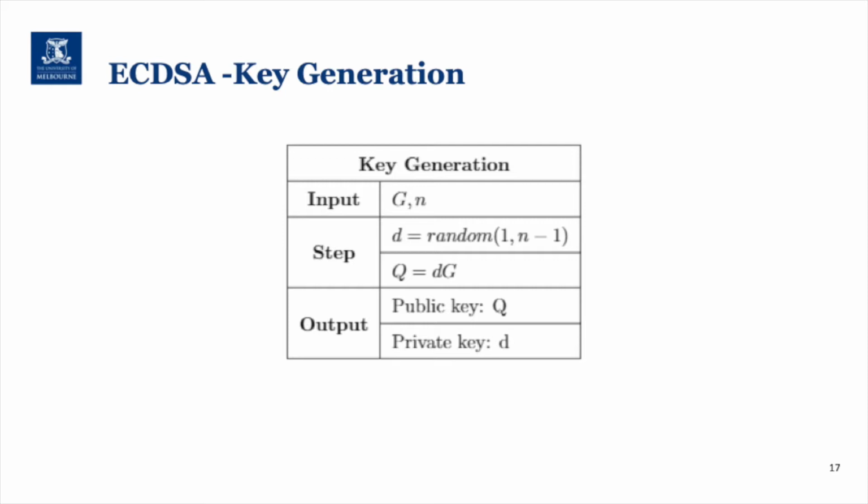The Q equals to odd prime P, or a power of 2. The N is the order of point G. The output is public key Q and private key D. And the D is a randomly computed integer in the interval between 1 and n-1.